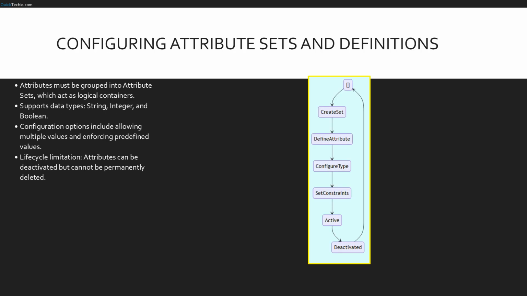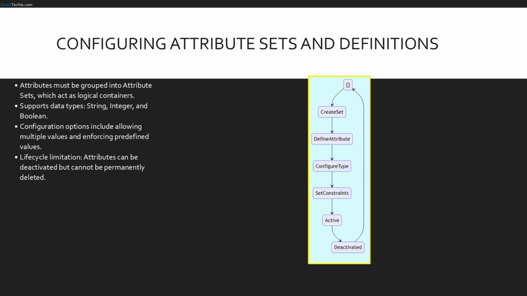Configuration starts with creating an attribute set, which acts as a container for related attributes. Think of it like a folder for HR data or project specs. Inside a set, you define the attributes themselves. You can choose data types like string, integer, or Boolean and decide behavior rules. Can a user have multiple values for this attribute? Must the value come from a predefined list, or can it be free text? A critical design consideration is that once an attribute is created, it cannot be deleted, only deactivated. This immutability ensures data integrity for audit trails but requires careful planning before creation.